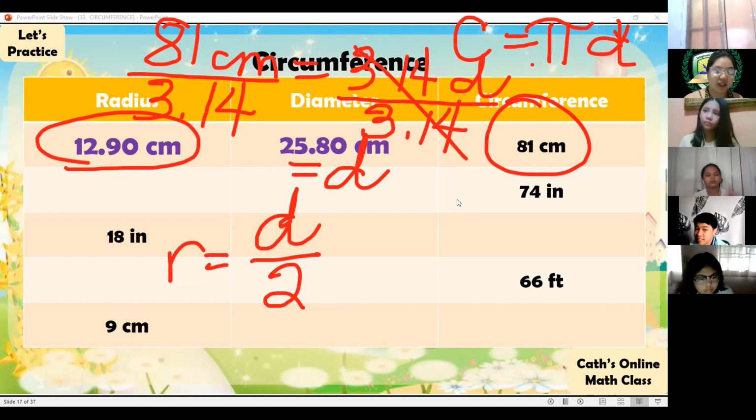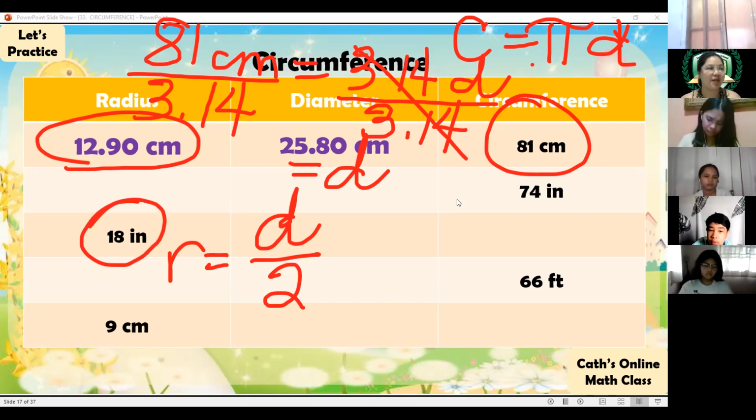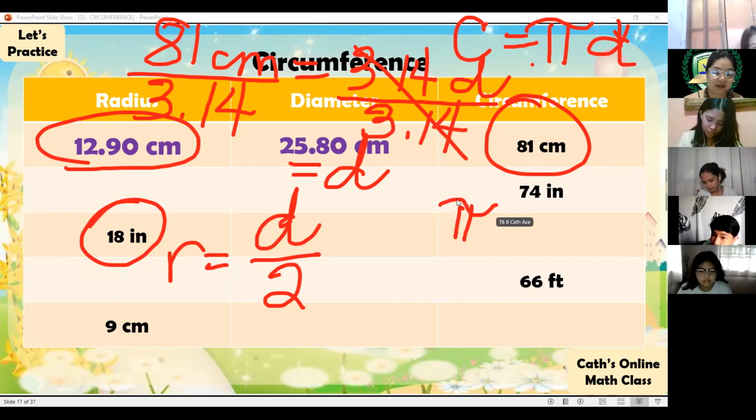Now, what if the given is radius? How are you going to get the diameter? Multiply by 2. Tama, you just need to multiply it by 2, the other way around. Okay? And then, how are you going to get the circumference if you already have the diameter? It's just pi d.